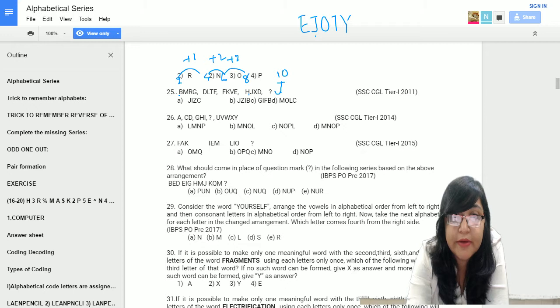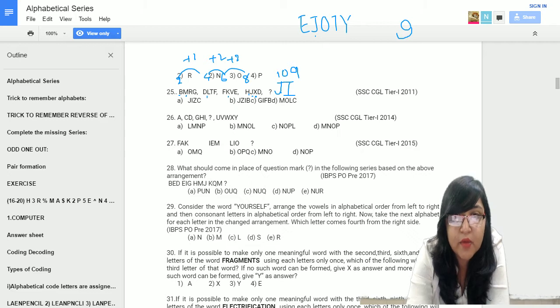Next we'll be relating the second terms. M is 13, L is 12, K is 11, J is 10. So these are decreasing by 1 in the reverse. So 13, 12, 11, 10. What would the next be? This would be 9. So what is 9? I have already told you yesterday, 9 is I. So our second term is I.